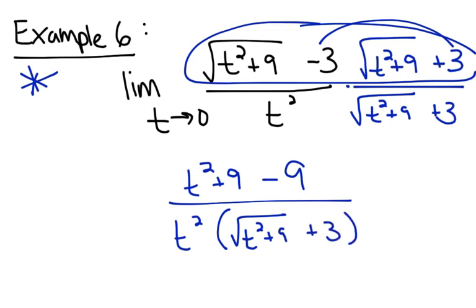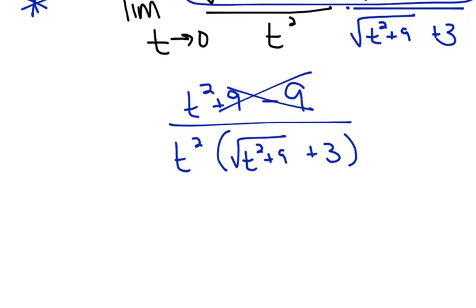So now what happens is those cancel. And then there's a t squared in the numerator, a t squared in the denominator. Well, guess what? They cancel.